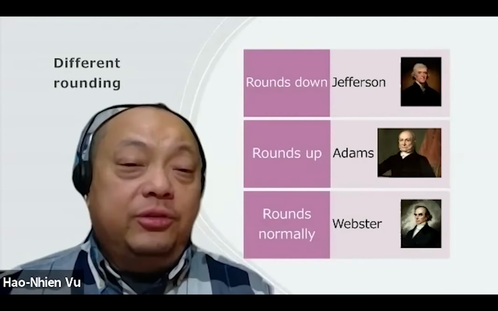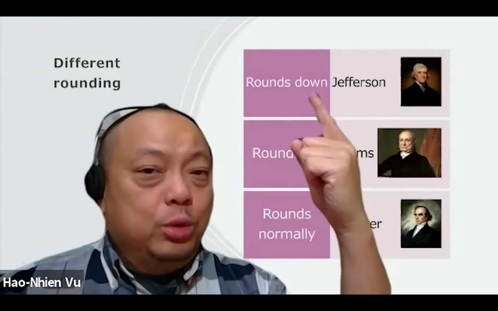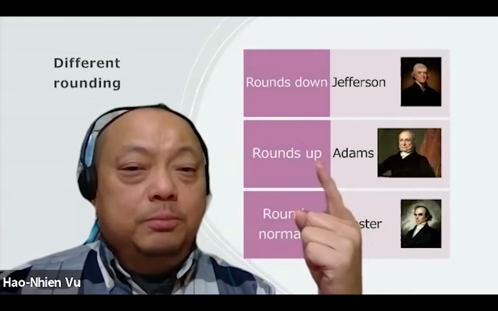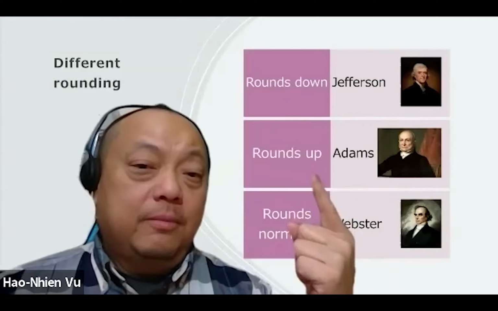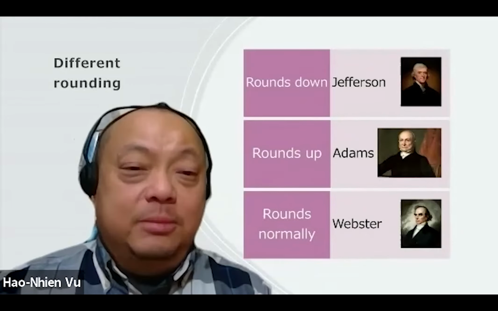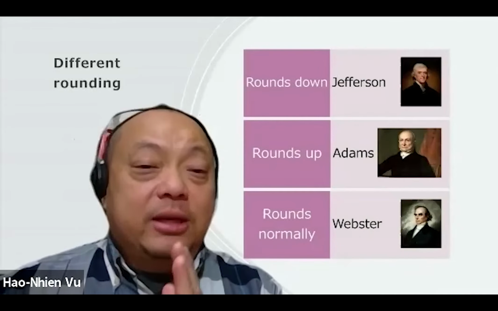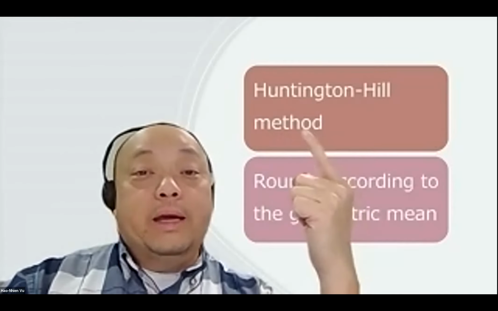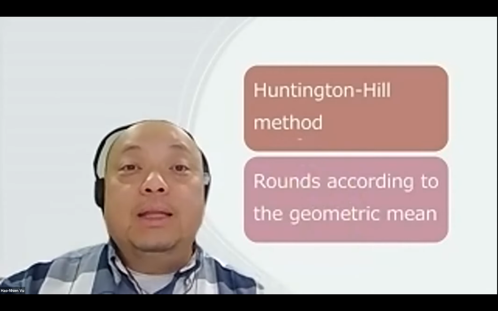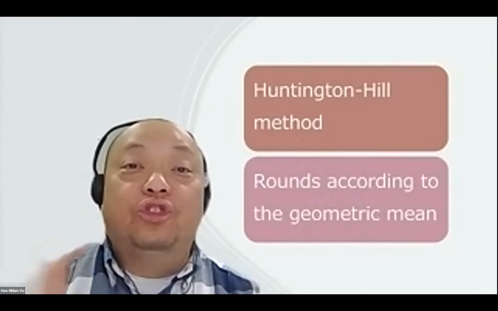So these apportionment methods propose different ways of rounding. Thomas Jefferson proposed rounding down the quotas. John Quincy Adams proposed rounding up the quotas. And Daniel Webster proposed rounding normally, meaning if the decimal part is 0.5 or more, you round it up, and if it's less than 0.5, you round it down. Whereas the Huntington-Hill method does something that you probably have not seen before, and that is that it rounds according to the geometric mean. So let's talk about rounding using the geometric mean.